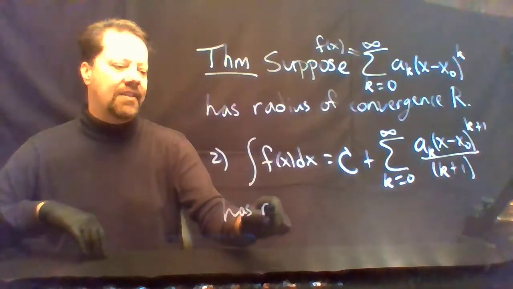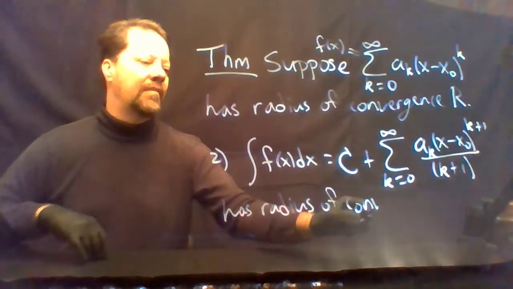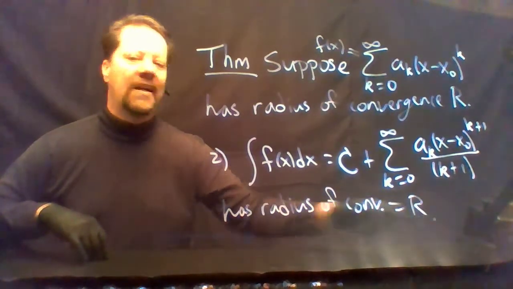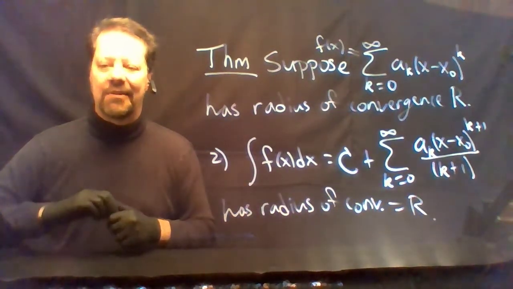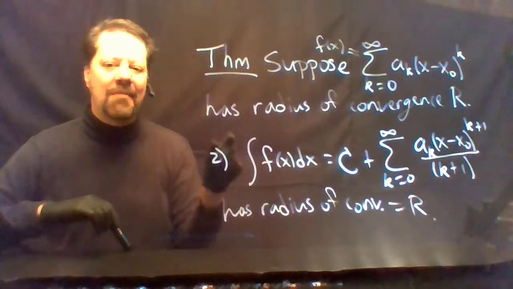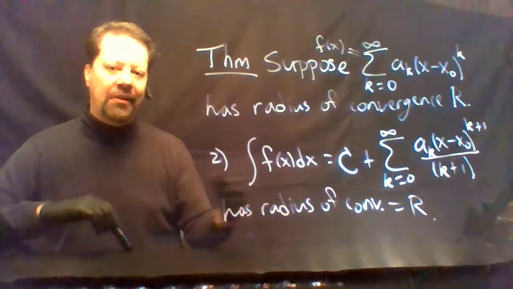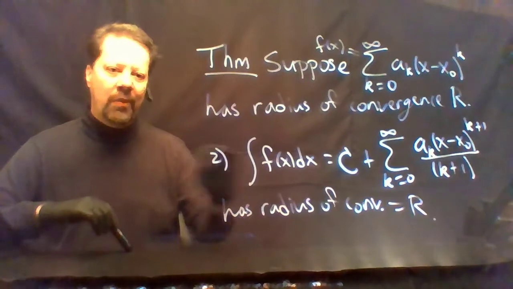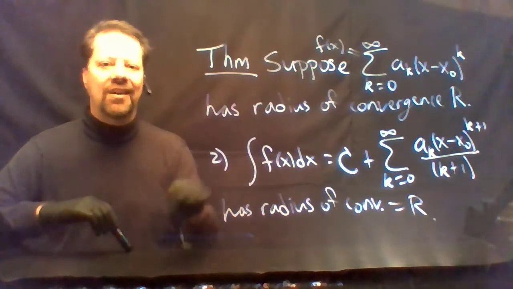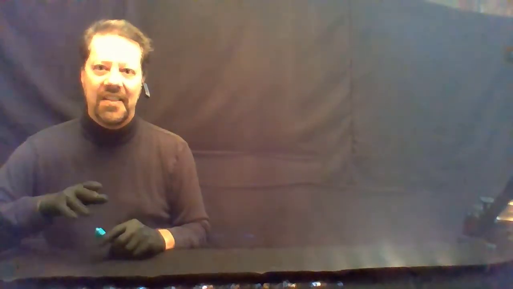This has radius of convergence equal to r as well. So when you integrate a power series, you get another power series that converges having the same radius of convergence. Again, it may differ about convergence at the endpoints, but everywhere on the open interval from x0 minus r to x0 plus r, you will get convergence. This theorem will motivate the definition of a whole new class of functions, so we'd better prove it.